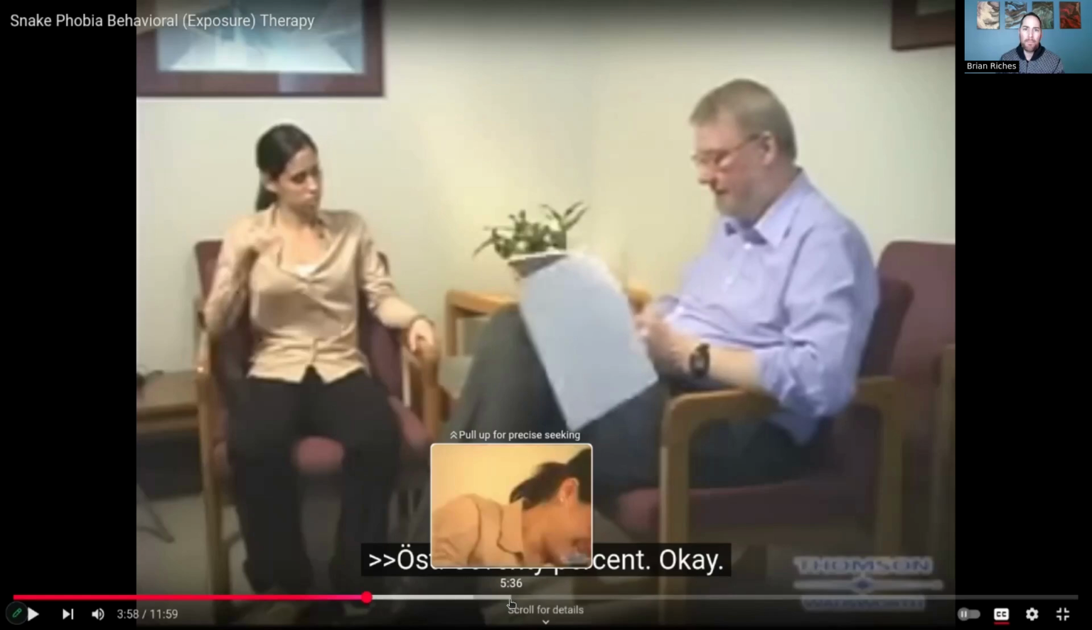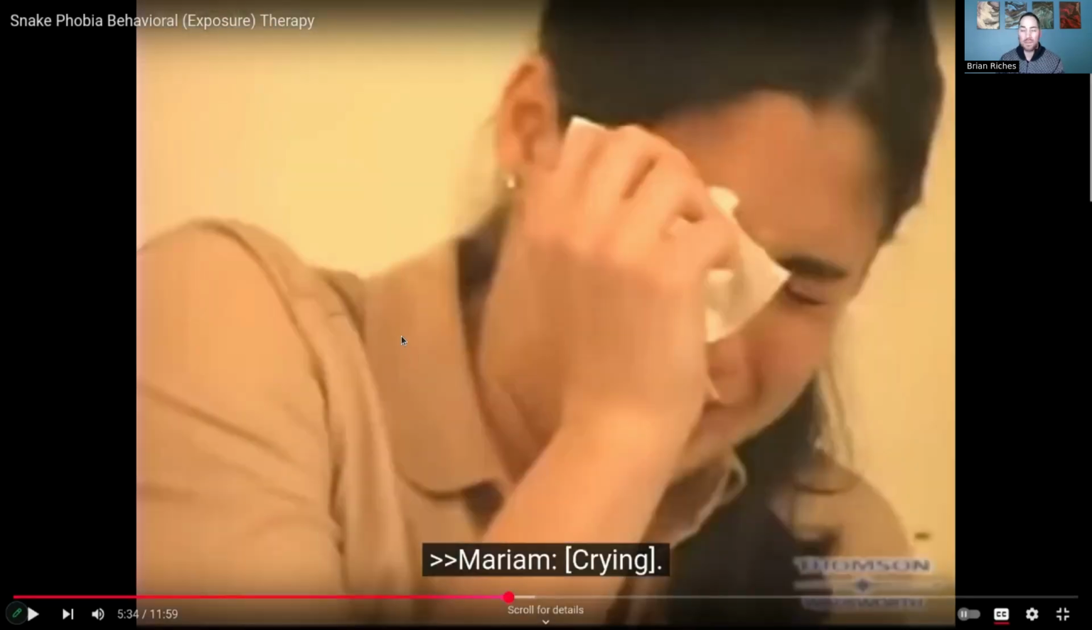They're probably about 3 meters away, so like 12 feet or something, across the room from one another. And this is their first interaction here with the snake.